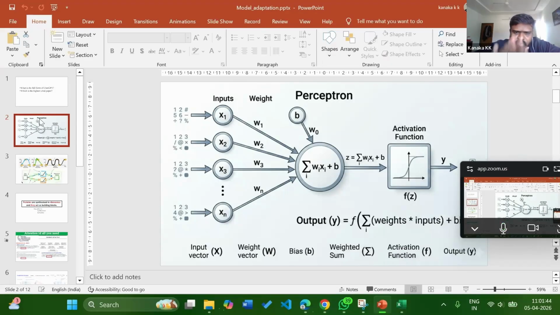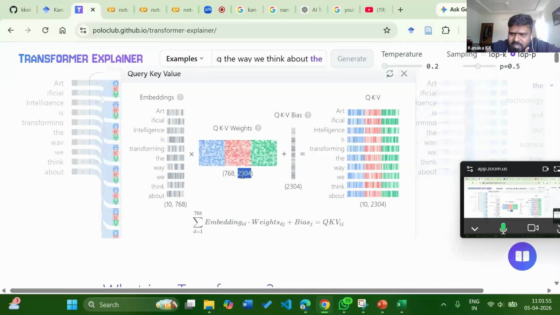Even if I wake you up from sleep and ask what is a perceptron, you should visualize this image. See here, we are adding this bias term, no? That's why these transformers are basically nothing but deep learning models, which are inspired from perceptrons. So we are adding the bias here.